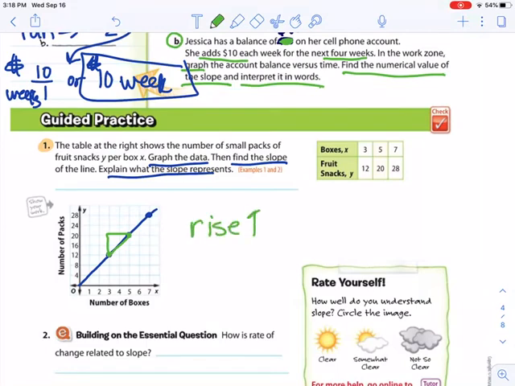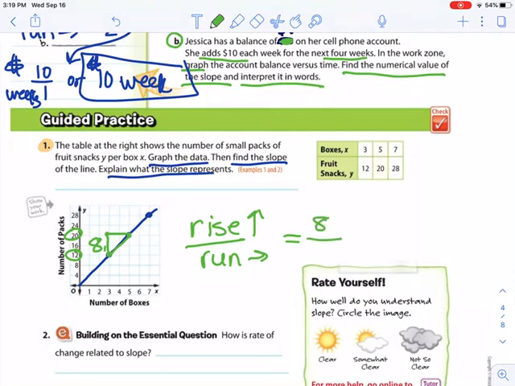Okay, so remember our slope is rise over run. So rise is how far up did we go? So we started at 12 and ended at 20. So you have to go by those increments. So don't just count boxes. Don't say it's 2. So 20 minus 12 is 8. So our rise is 8.